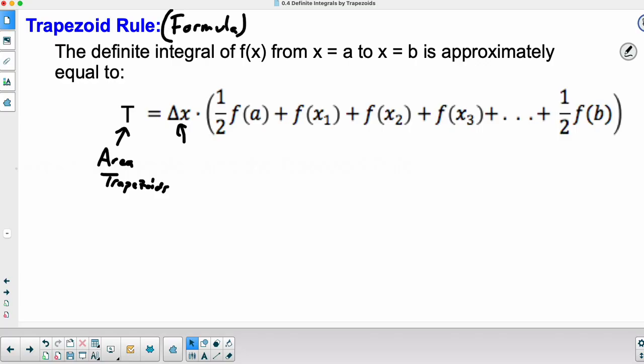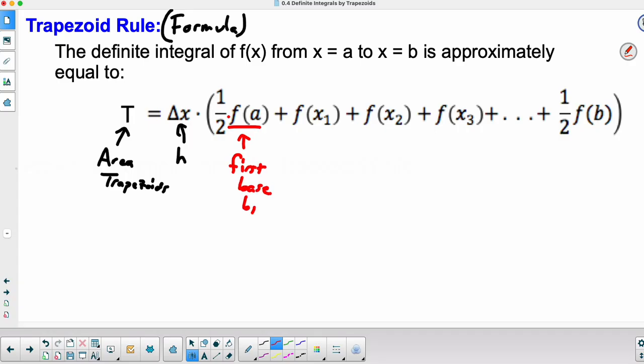But it says this is equal to the change of x. Oh, wait, we already know what that is. The change of x, that's really the height of my trapezoid. That's always the same for each trapezoid. Right, that's my h. But then what is that times? It's times half of f of a. Well, that's the first base, that B1 essentially.